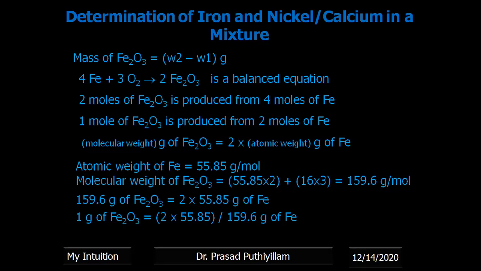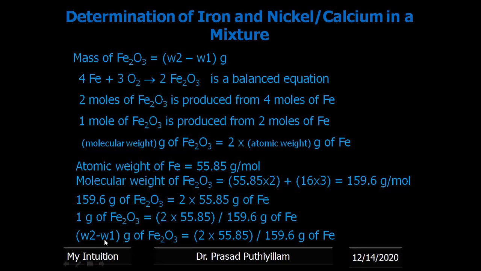That will be the weight of iron. Okay, but we have W2 minus W1 gram of Fe2O3. That is our obtained result. Therefore, that much gram of Fe2O3 will contain 2 into 55.885 divided by 159.6 multiplied by W2 minus W1. So here you need to multiply it by W2 minus W1, that I missed out here. Okay, so this expression is multiplied.